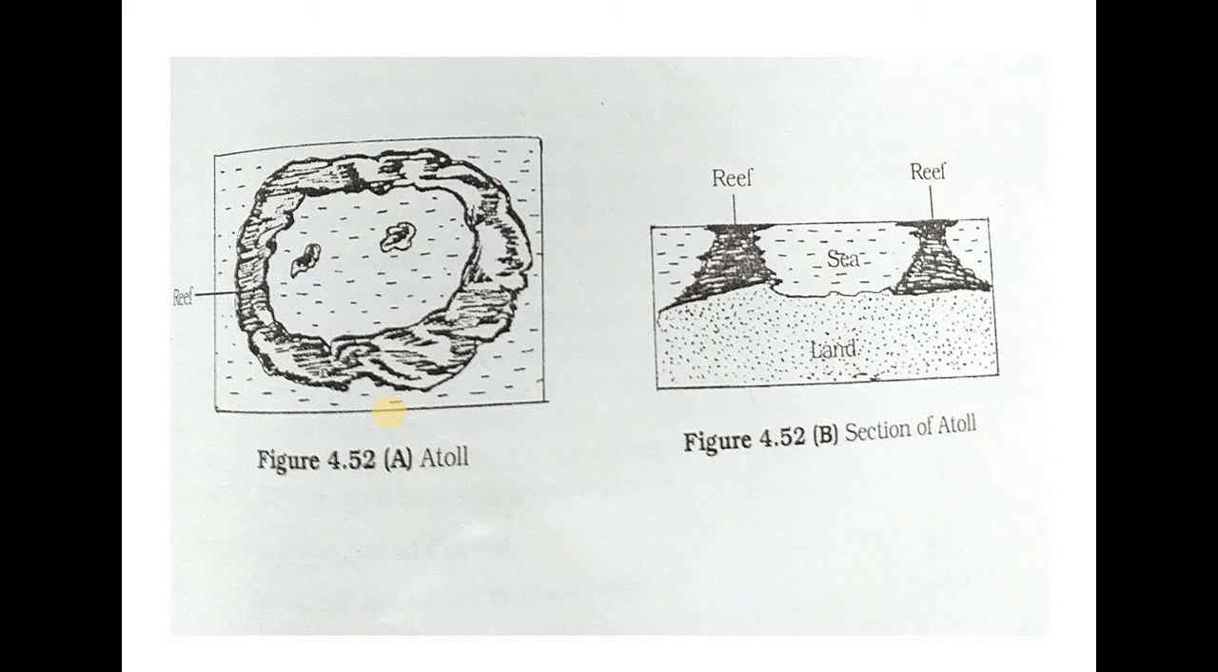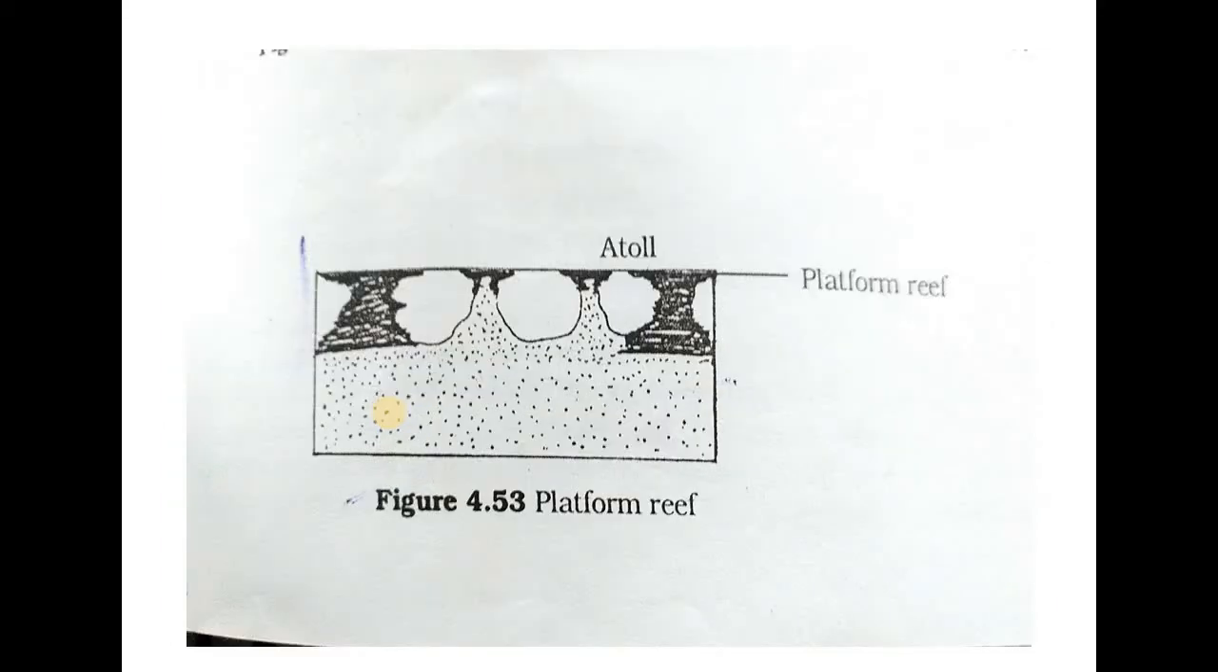And there are breaks in this circular reef. These allow the entry of water into the lagoon. Some parts of the atoll may be submerged, and thus only certain areas are visible, and this forms the islands. The islands of Bermuda are visible parts of an atoll. This is about the atoll.